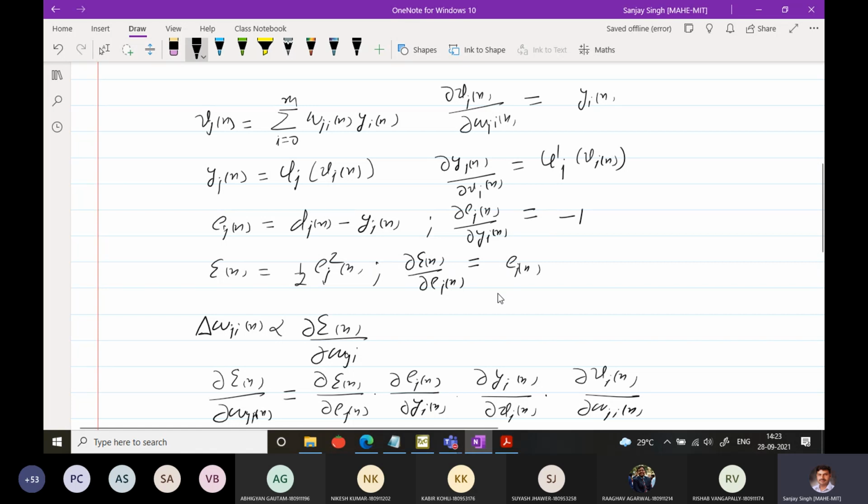Now all these things are with you. You have everything with you, so we can substitute all the terms here and get the value directly. I can just write it as minus Ej(n), and what is that?